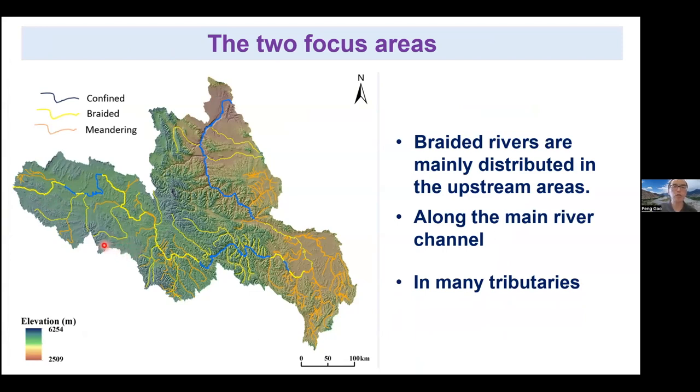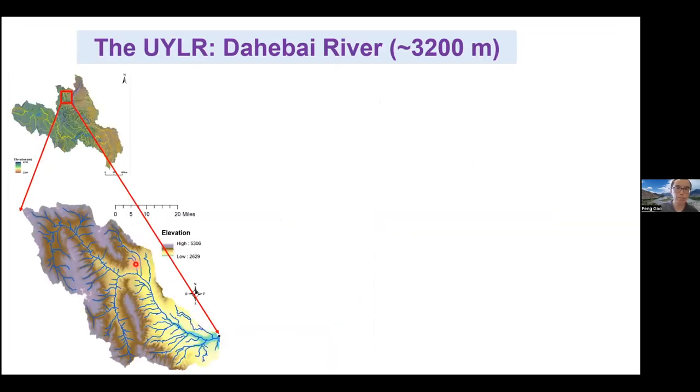And next, I'm going to focus on two specific braided branches. The first one is called the Da Heba River. It is a branch distributed in the downstream part of the watershed. It's joined directly to the mainstream of the Upper Yellow River. The second one is in the upstream section of the Upper Yellow River, and it's the part of the main river. It is called the Dazhi Ridge. Now let's get into the first one, Da Heba River. And this picture shows you the topographic distribution of the watershed that includes this Da Heba River.